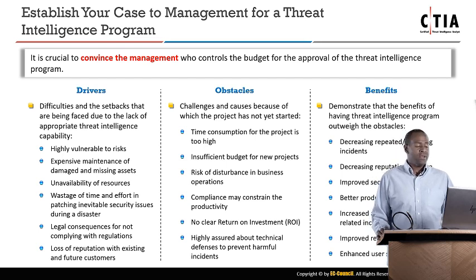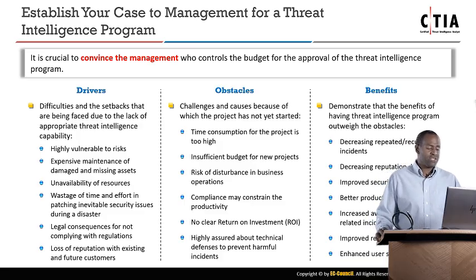Unavailability of resources. And whenever you have resources that are unavailable because of threats against your organization, attacks against your organization, then that means that you're wasting valuable time, which is money. And perhaps those resources are unavailable because they've been compromised. Again, a completely different issue, but extremely important. That's a strong driver for establishing your threat intelligence program.